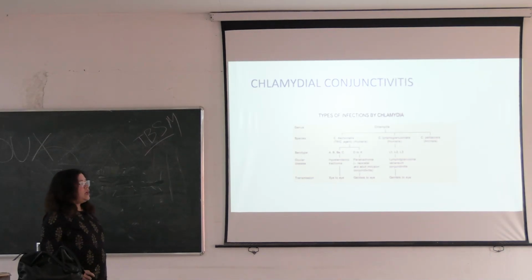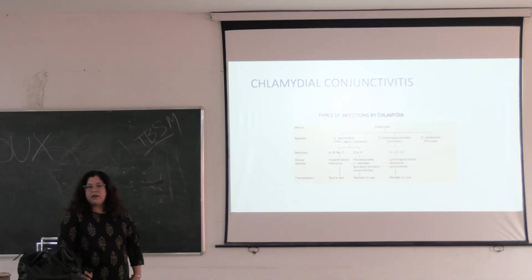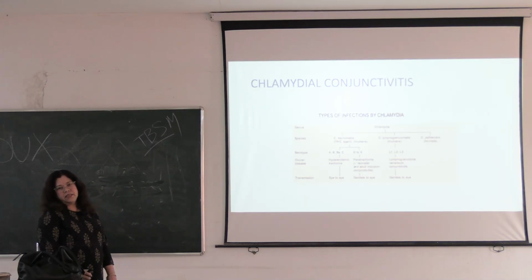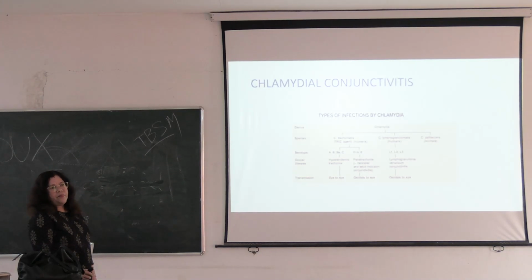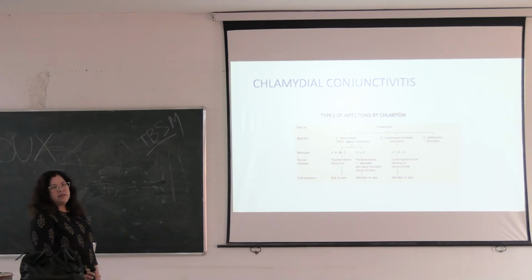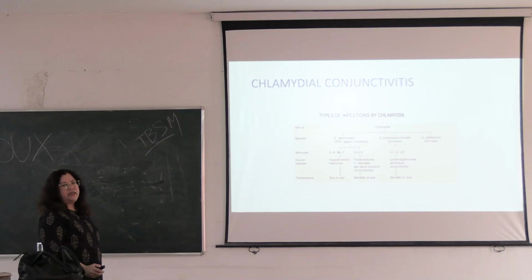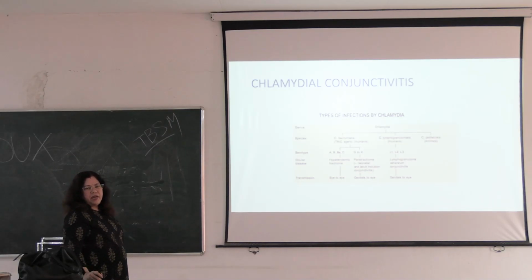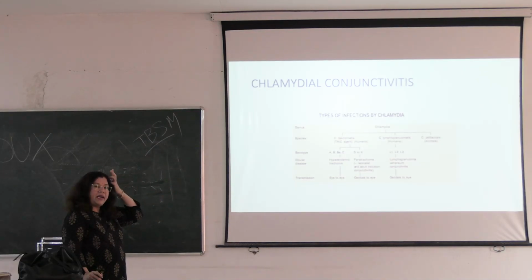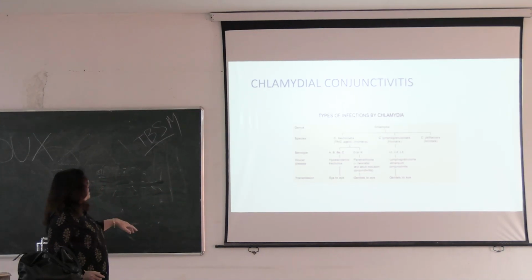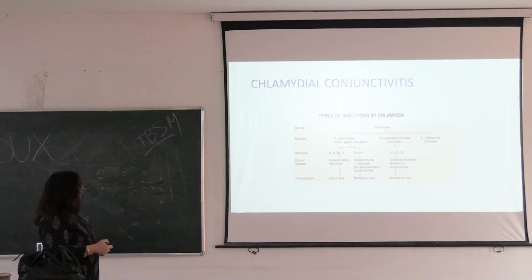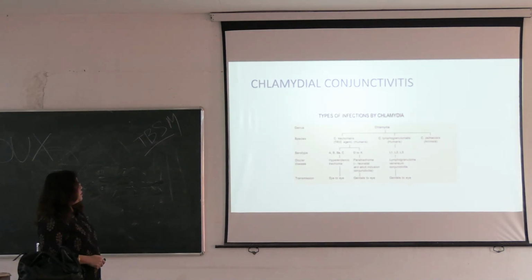Then we come to chlamydial conjunctivitis. Chlamydia, initially it was kept in between the bacteria and virus, but later on it is kept in the bacterial family Chlamydiaceae. In Chlamydiaceae there is a genus, Chlamydia, and this genus has 3 species.